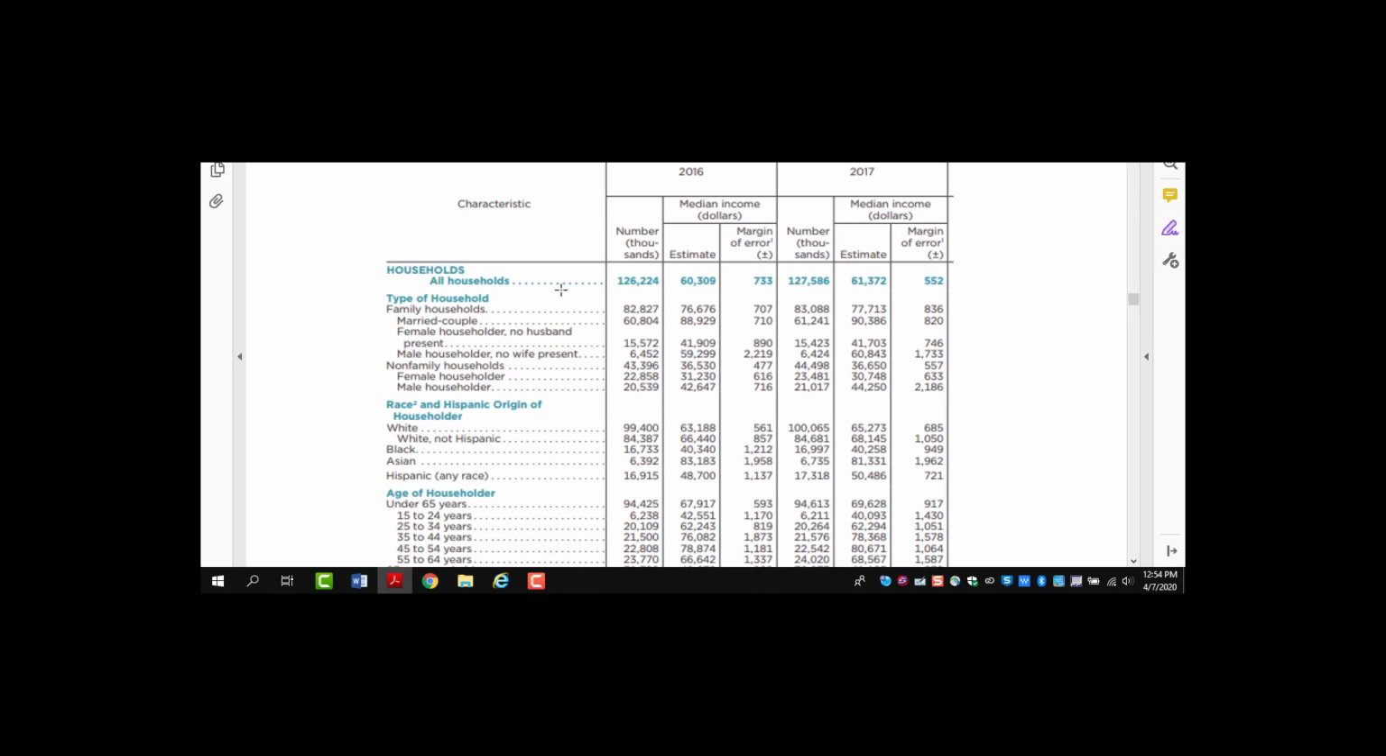So we're going to look at this table and we're going to draw something from this table. First thing, these are all households, so that's the number of households in thousands. So there's 126 million households, just so you got it, right? And this is in 2017, and this is in 2016. And then we have other things like median income and all this different statistical data. But what we're going to look at is all households.